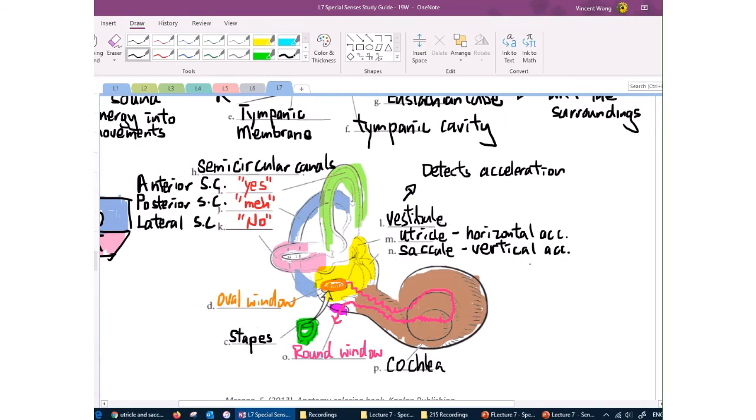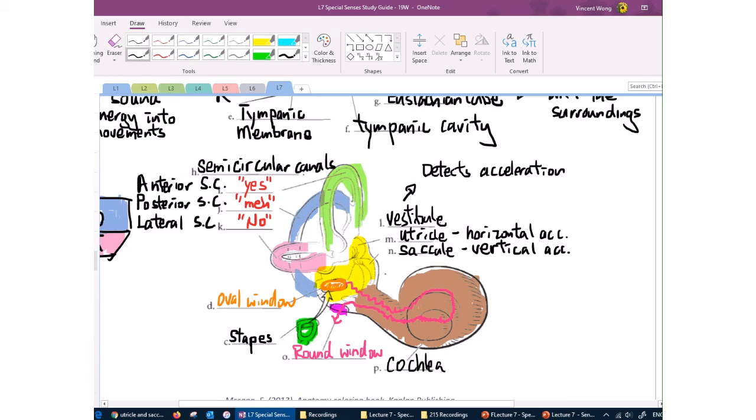Okay, so together the vestibule and the cochlea are going to send the signal to the brain. Cochlea will be sending the information to the temporal lobe, where the auditory information is processed. The vestibule containing the information for acceleration is going to get sent to the cerebellum, where it's responsible for maintaining balance and posture. So there is going to be a nerve that would send this information there.